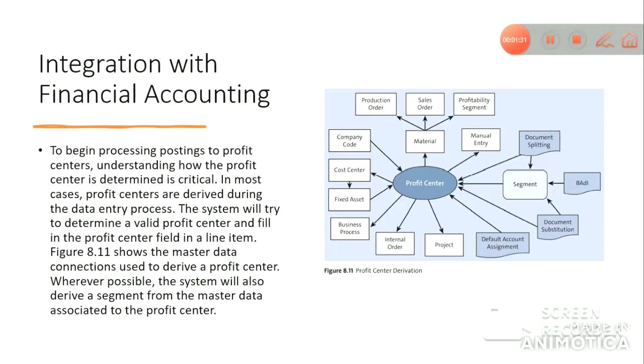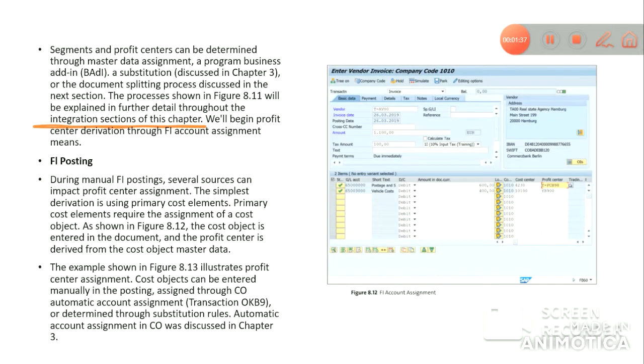Wherever possible, the system will also derive a segment from the master data associated to the profit center. Segments and profit centers can be determined through master data assignment, a program business add-in, BADI, a substitution, or the document splitting process discussed in the next section. The processes shown in this figure will be explained in further detail throughout the integration sections of this chapter. We will begin profit center derivation through FI account assignment, meaning FI posting.